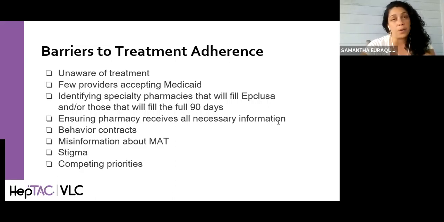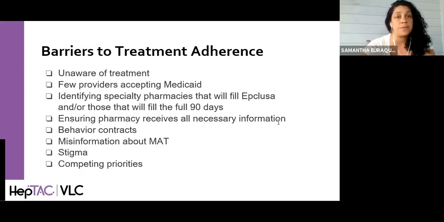And then, of course, competing priorities. Lots of the people in our community are struggling with poverty, struggling with substance use disorders, struggling with food insecurity. And so this may not be their main priority, especially when it's not something that is affecting them.